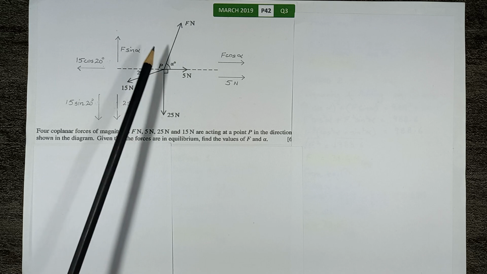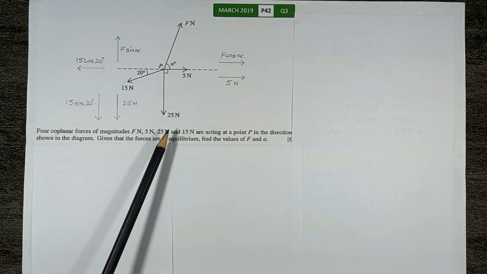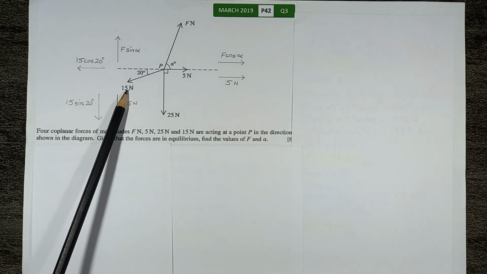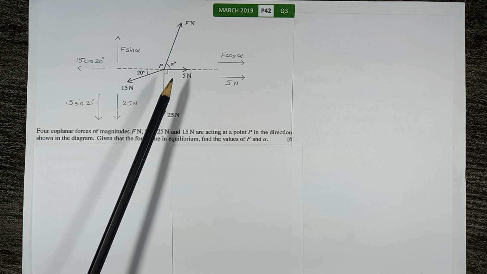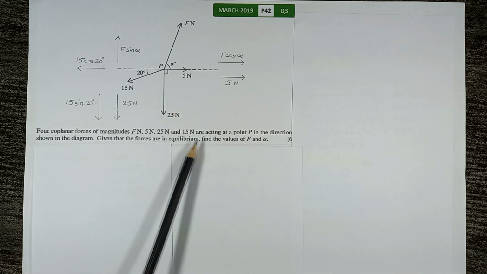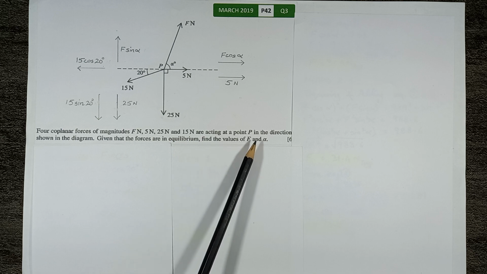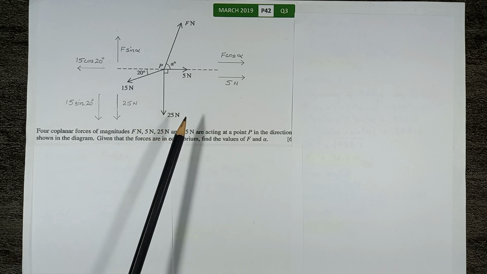If you just look at the diagram, we can see that we have four forces: F Newton, 5 Newton, 25 Newton and 15 Newton. They all are acting at this point P. Therefore, they are called coplanar forces. And in the statement also they have mentioned that the four forces are acting at a point P in the direction shown in the diagram. The diagram is very clear.